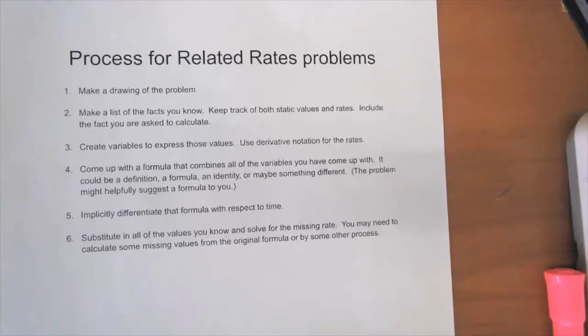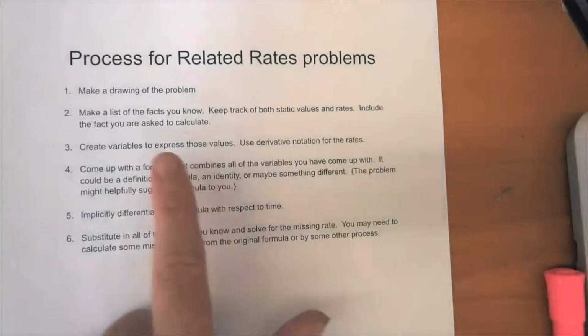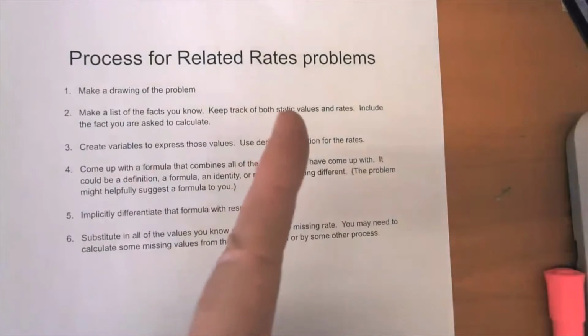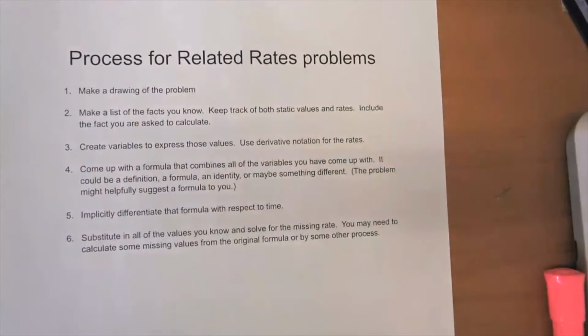All right, so the first thing we want to do is make a drawing of the problem. And then we're going to make a list of all of the facts that we know. And we're going to keep track of both the static values and the rates, so how quickly the things are changing. And we'll also be interested in one specific moment in time. So we will think about the static values that are happening at that moment in time.